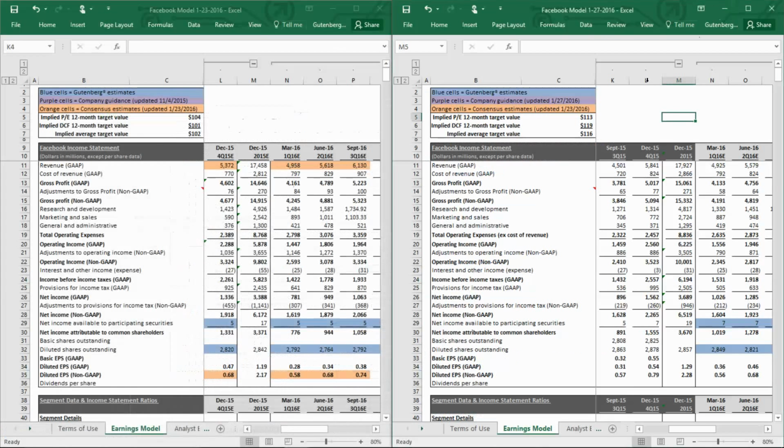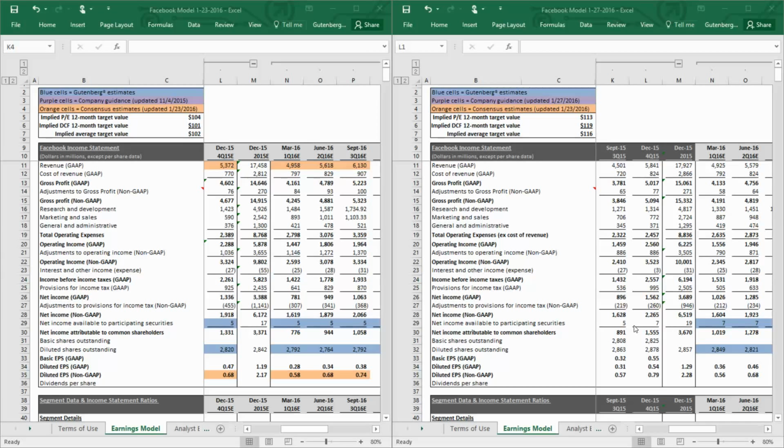So what we have on the screen now on the right hand side is the updated model, which includes the fourth quarter results and management's guidance. And on the left hand side of the screen is the model as it stood just prior to today's release.